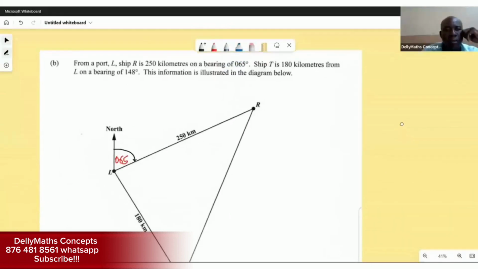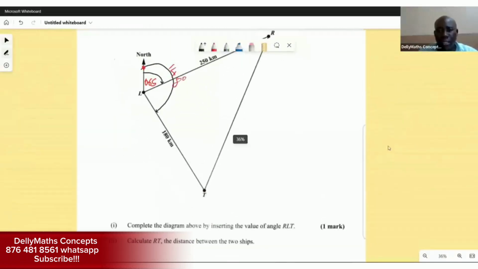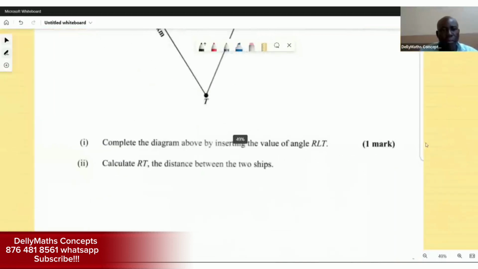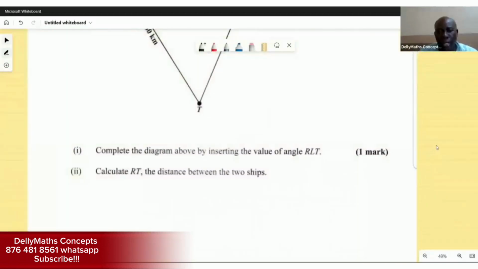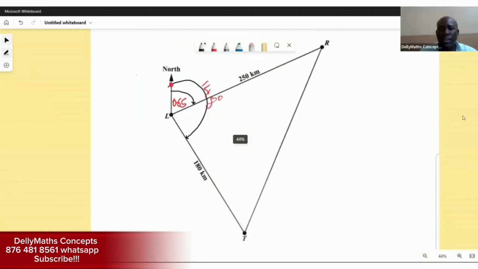And then it says on a bearing of 148, which means that this bearing, all of this bearing here, from the north, coming around, all of that would be 148 degrees. All right, this information is illustrated there. First question, it says, complete the diagram above by inserting RLT. So it's just RLT. Let us look where it's RLT. It's just right here. Nothing else outside of that.